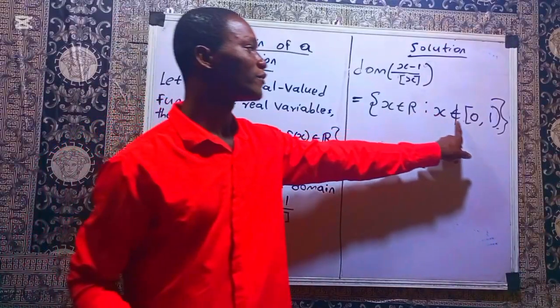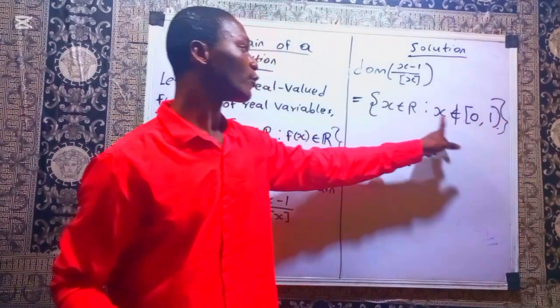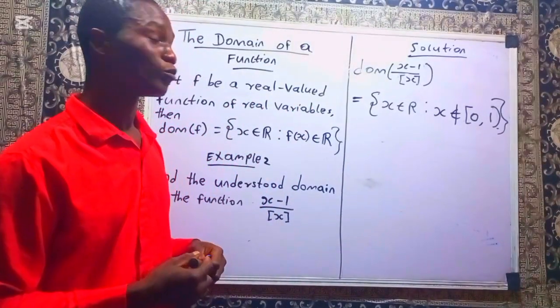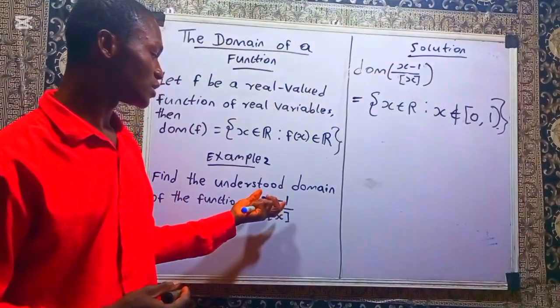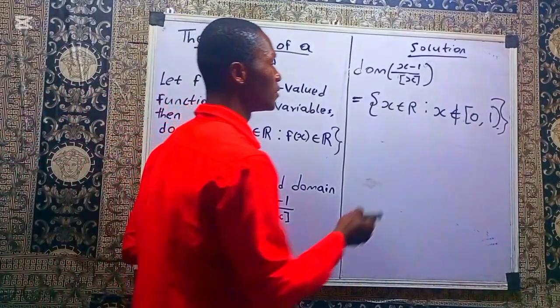So if you remove this 0 and all numbers between 0 and 1, you will now have other numbers that will give you real numbers if you put them in this function. They will not give you infinity. So they will be the domain.